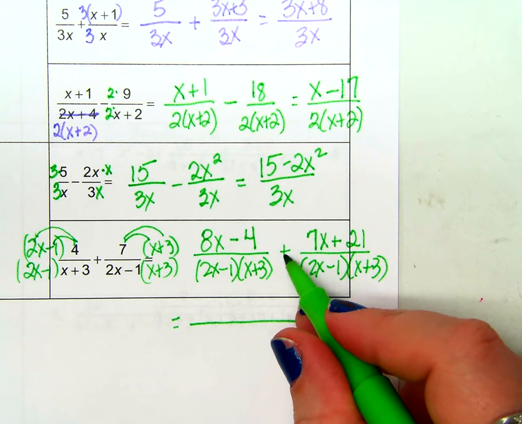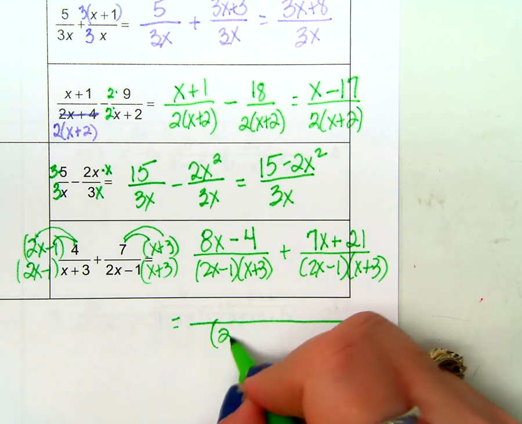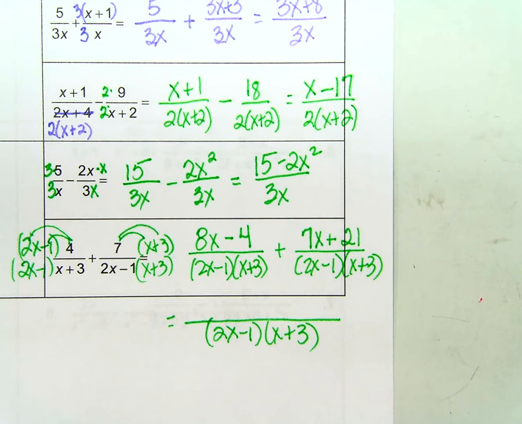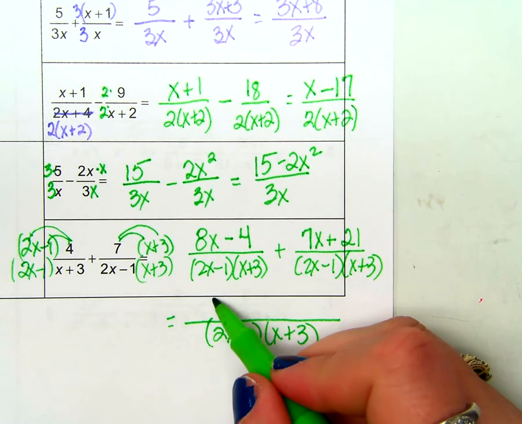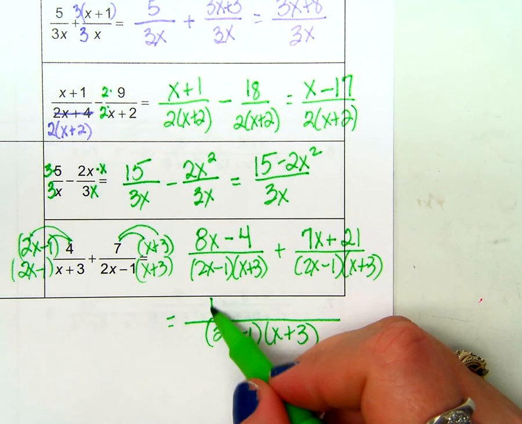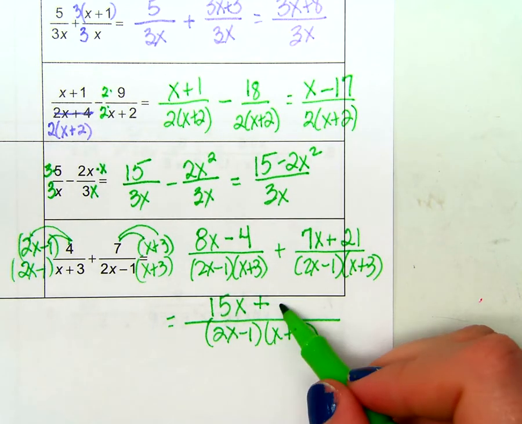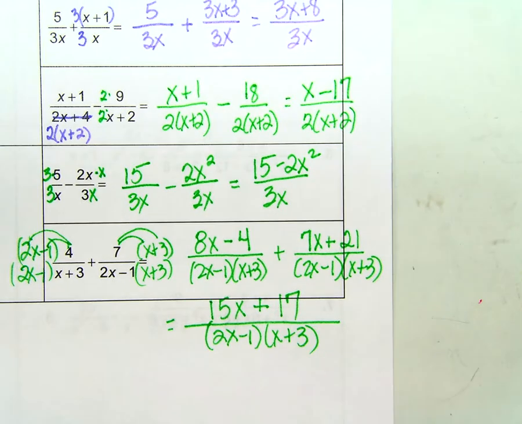Now I just have to do what it says. I have to add. Is that my answer? No, just the bottom part. Your answer would be 15x plus 17? Yes, it is. And then it's over the parentheses 2x minus 4, parentheses x plus 2. Yes, that's exactly right.